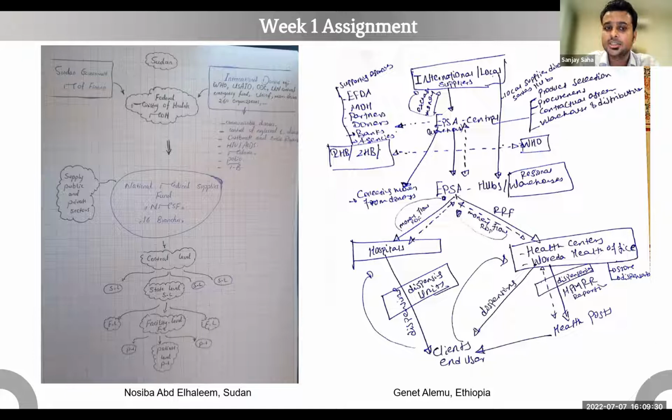So I urge everyone, whoever has tried to do this, also try to understand where the information is originating from, what is the source, and to what level it is going.